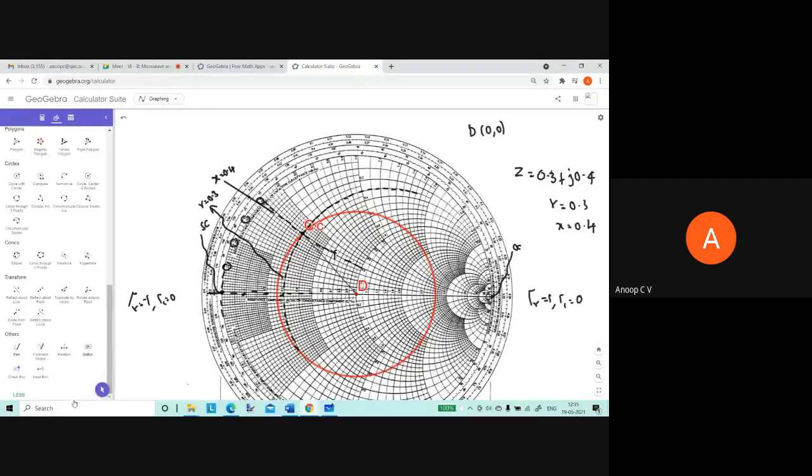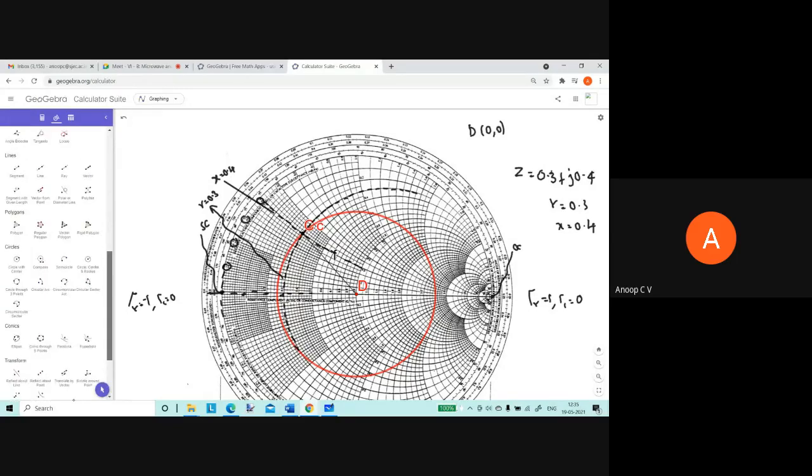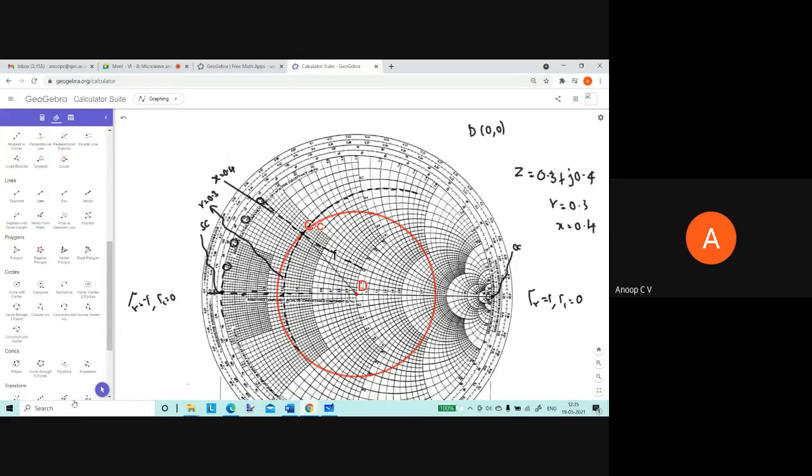And if you ask me where the imaginary axis is, real and imaginary axis we have not shown here. If you want to see the imaginary axis, of course I can show that.